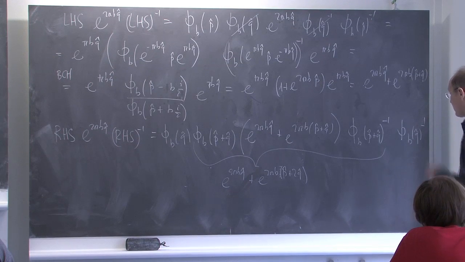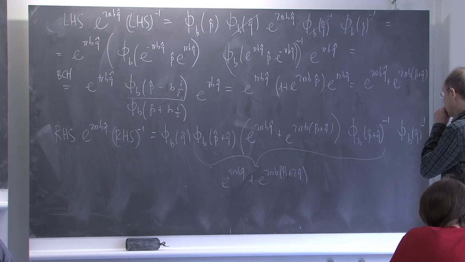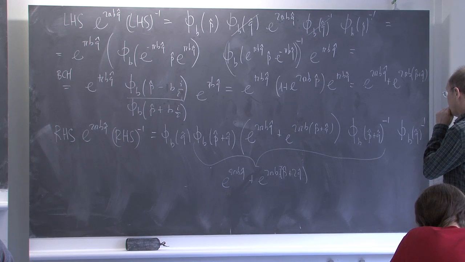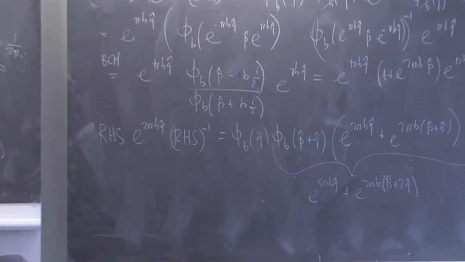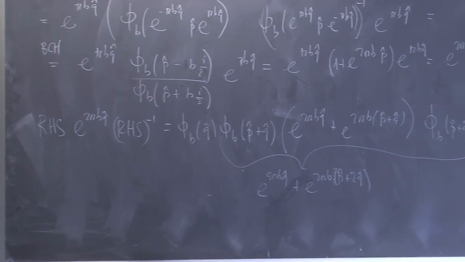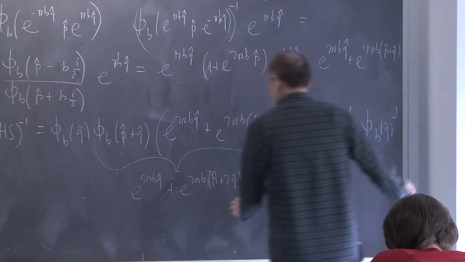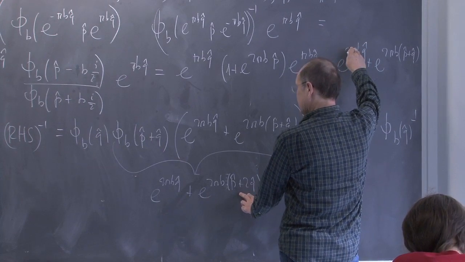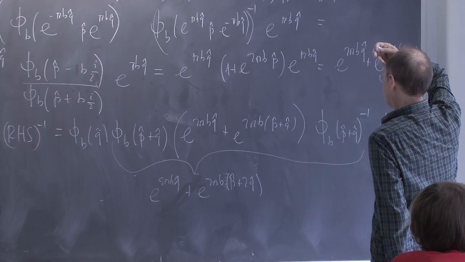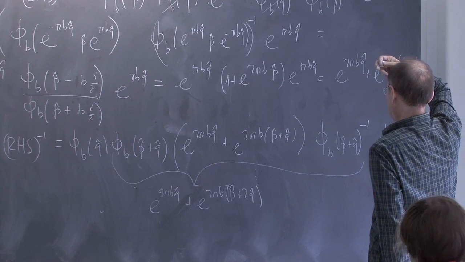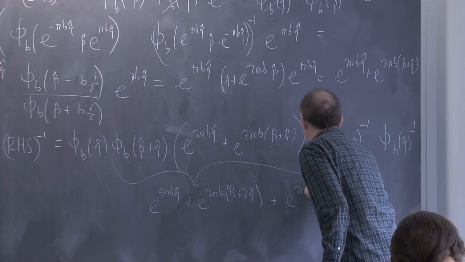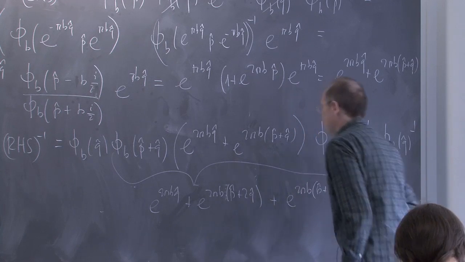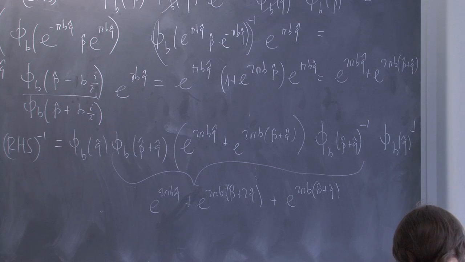Okay, now what do we have else? Let me see. Yeah, we can do it just directly. What we do is the following. Sorry, I'm missing this term, right? e^(pi b (p hat plus q hat)). Yeah, so it's a three-term guy.